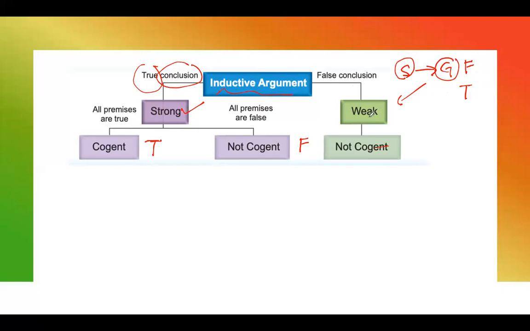If it is a weak inductive argument, therefore it is not cogent, because the conclusion is already false. That means we no need to determine whether the premises are false or true. Okay, so let's go through the examples. Before that, inductive argument: conclusion true, so it's strong. Conclusion is false, it is weak and not cogent.